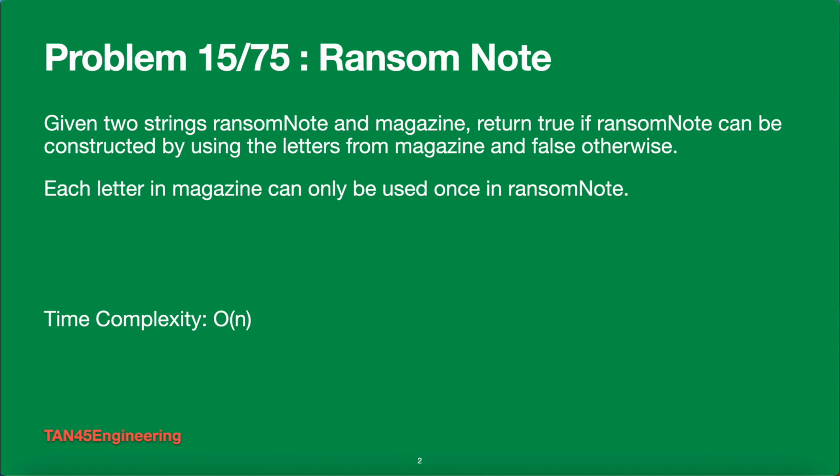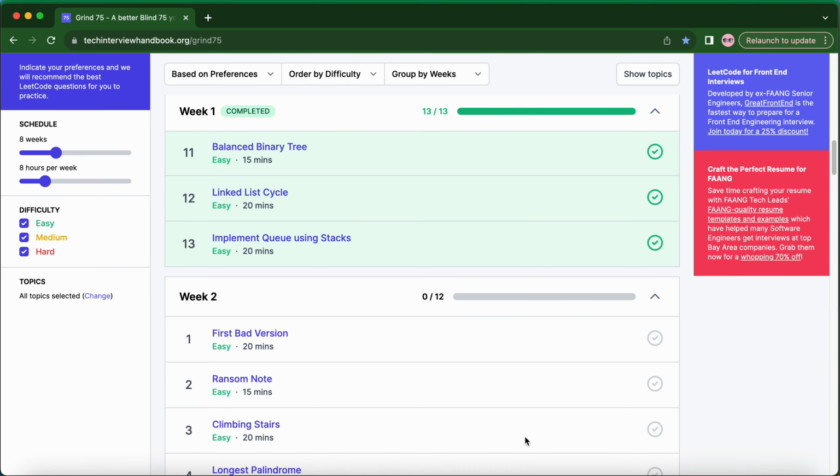So today's problem statement is on ransomNote. We have to find out if a ransomNote can be made out of a given set of characters from a magazine. Let's jump into the problem statement, understand it, and then start solving.